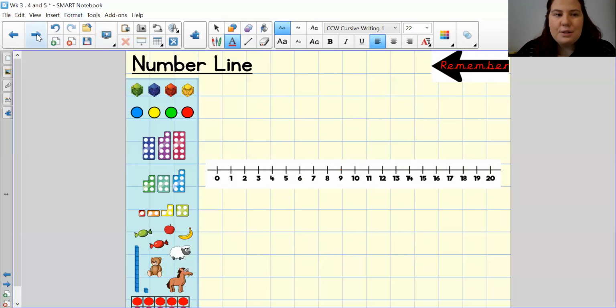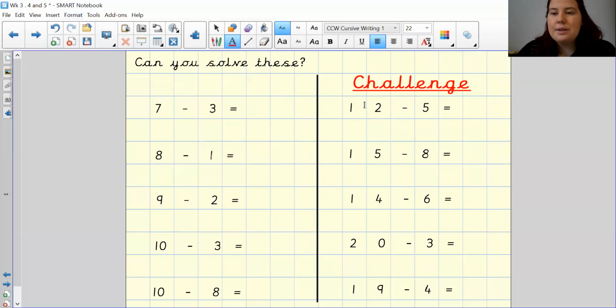So what I'm going to ask you to do now is solve the following questions. Again, it's the same as last week, the same layout, so we don't get ourselves confused. So we're going to begin on these questions. If you're finding these a little bit too easy, you can move on to the challenging questions, okay? Once you've finished doing these, please upload them onto Tapestry.